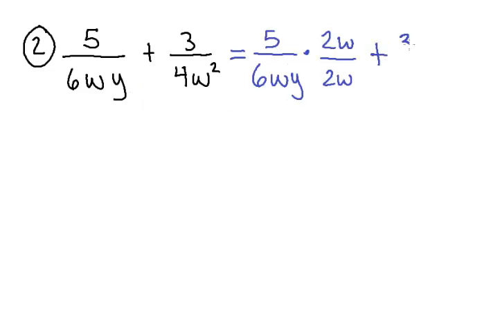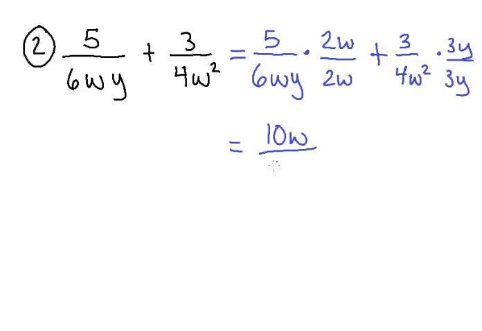The second fraction, I'm going to multiply it with 3 and with y. So if I multiply this with 3 and with y, I would make sure that I get the same answer as the answer I'm going to get in the other fraction. So let's try to do this. 5 times 2w is 10w. Now 6wy times 2w is 6 times 2, 12. W times w is w squared, and the y, we just copy it. Plus, on the other fraction, 3 times 3y will give us 9y. The 4 times 3 will give us 12. The w squared, there's nothing to multiply with, so we just copy it. And the y, there's nothing to multiply it, so we just copy it.